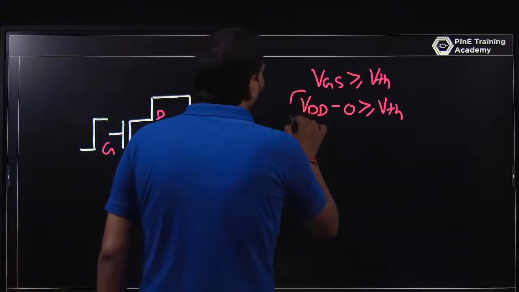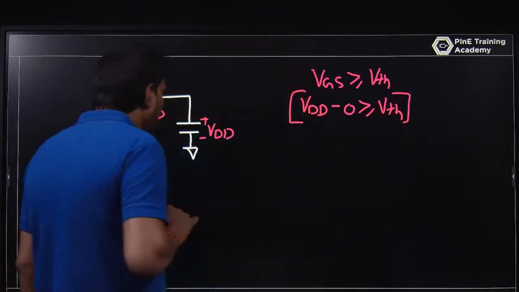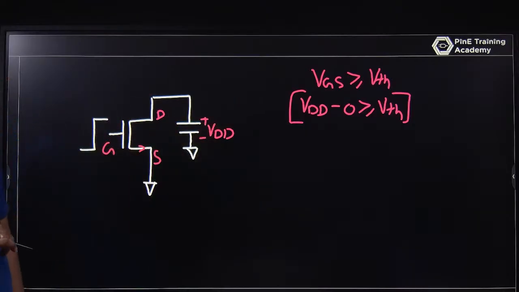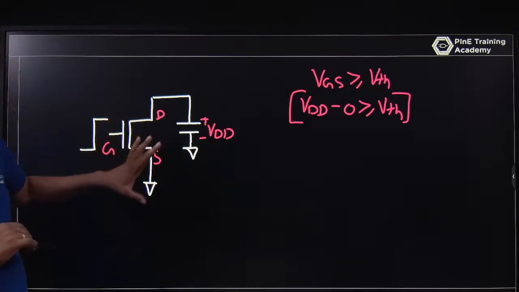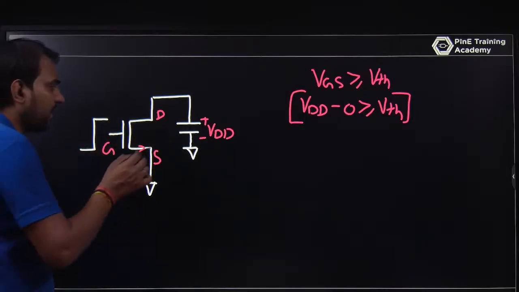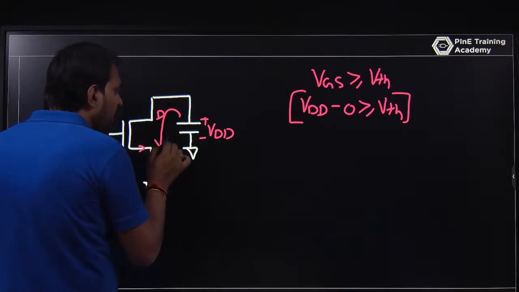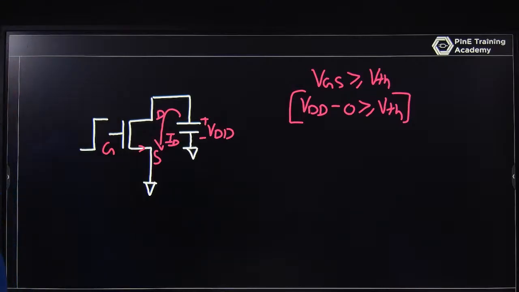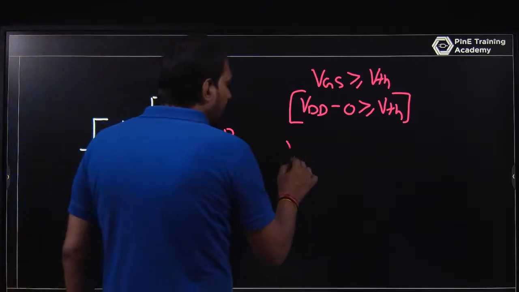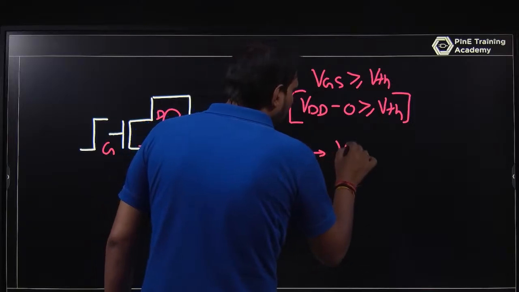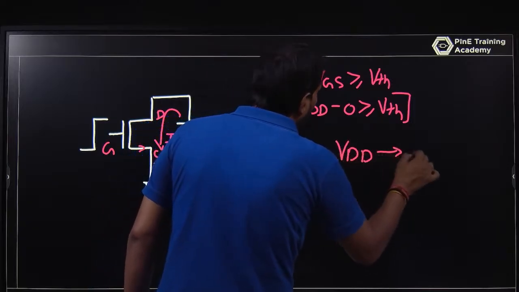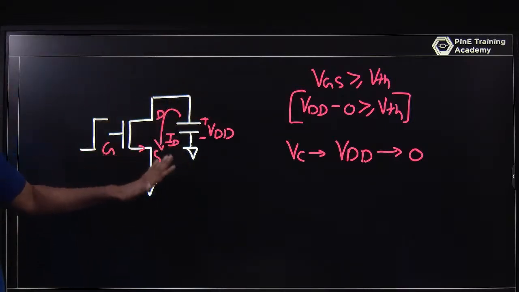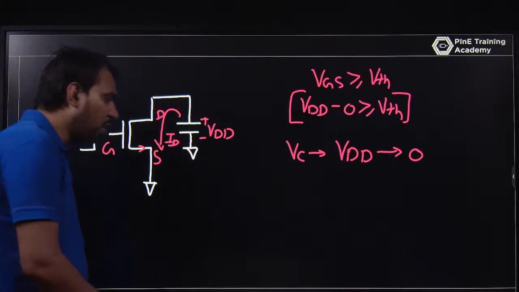This MOSFET is always on. The NMOS is always on because VDD is always greater than or equal to VTH. The NMOS is always on for the discharging, and this capacitor can discharge with the drain current flowing through it, and the capacitor voltage VC is discharged from VDD to 0. That's why NMOS is good for discharging and PMOS is good for charging.